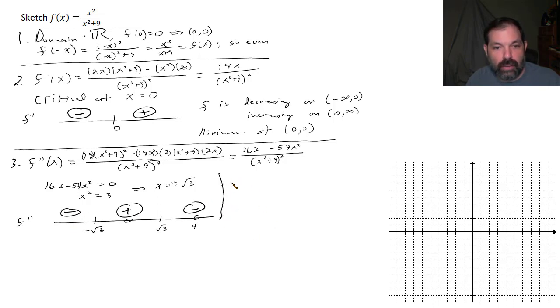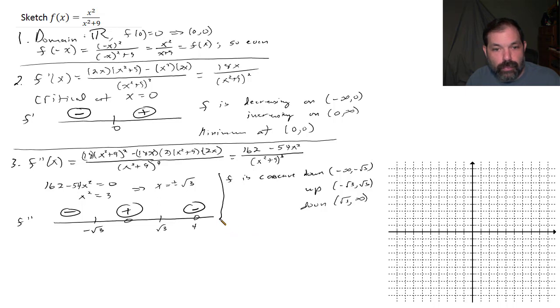So what we now know is that f is concave down on negative infinity to negative root 3, concave up on negative root 3 to root 3, and then concave down again on root 3 to infinity. And then we have inflection points, since the concavity changes at positive or negative root 3, and by noticing the symmetry of the curve, we can evaluate that.